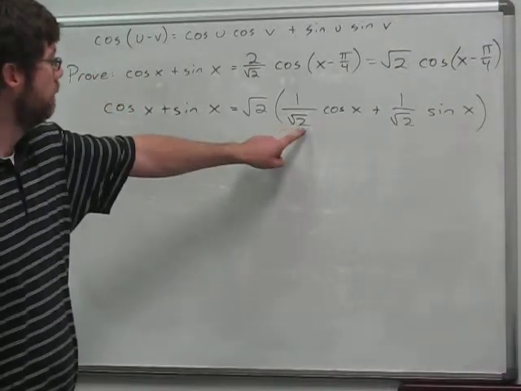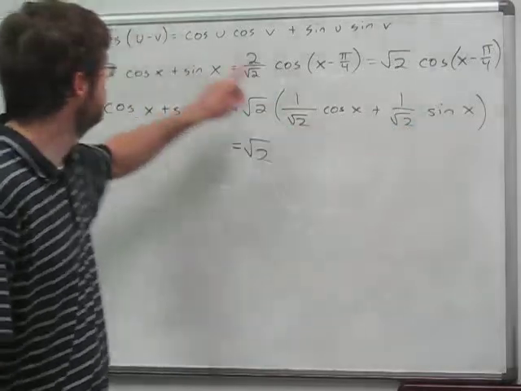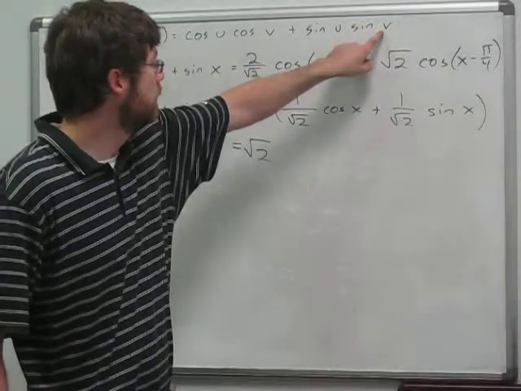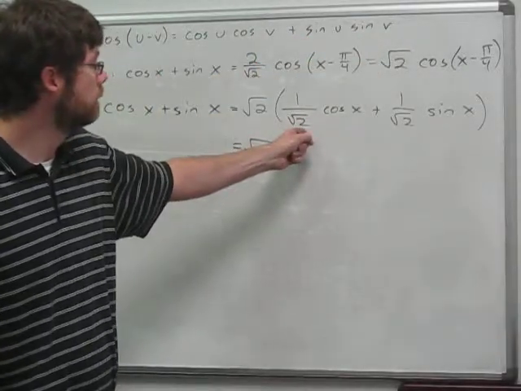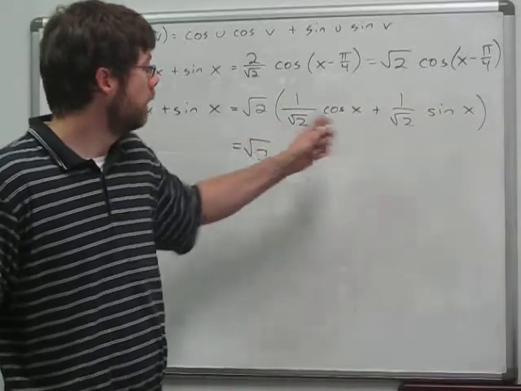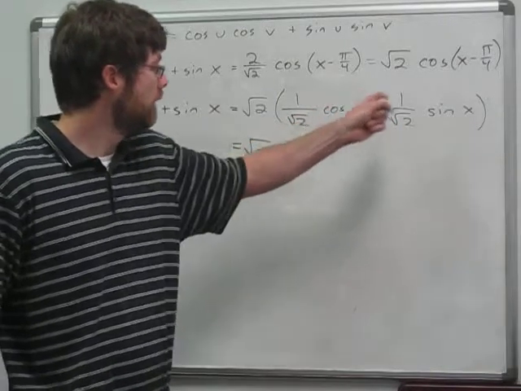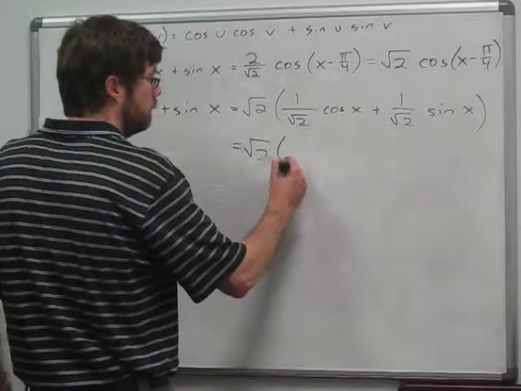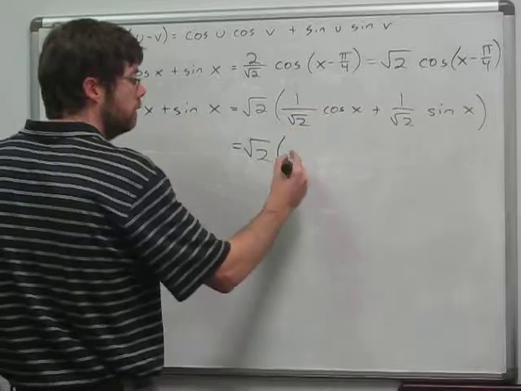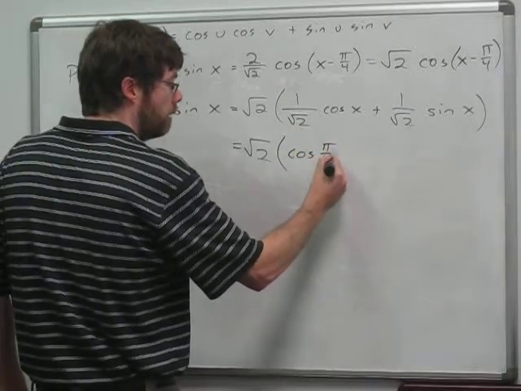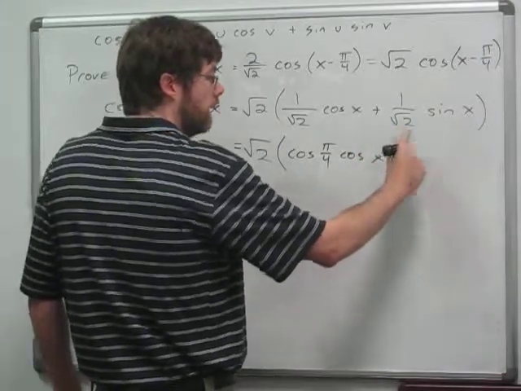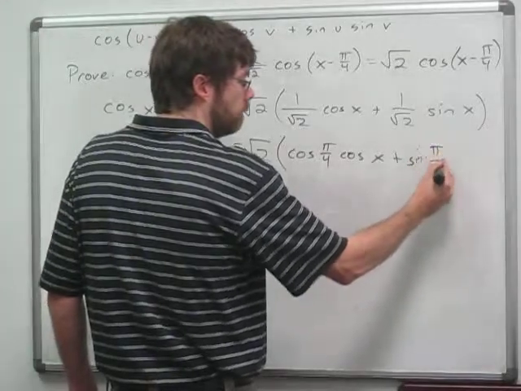Now here I have cosine x, sine x. So let's think here, cosine u, sine u. I would like to get cosine v and sine of v. In other words, I want to take 1 over radical 2 and 1 over radical 2 and write this as the cosine of some angle and the sine of the same angle. Well, the angle that we're going to use is pi over 4. So I'm going to rewrite 1 over radical 2 as the cosine of pi over 4, and I'm going to rewrite this 1 over radical 2 as the sine of pi over 4.